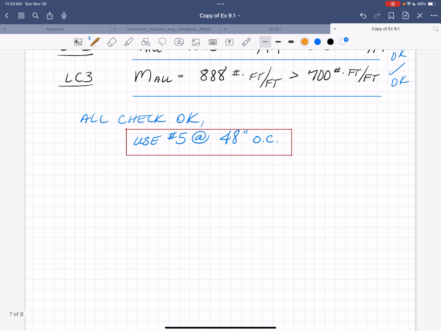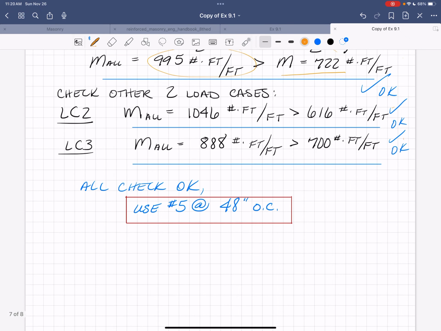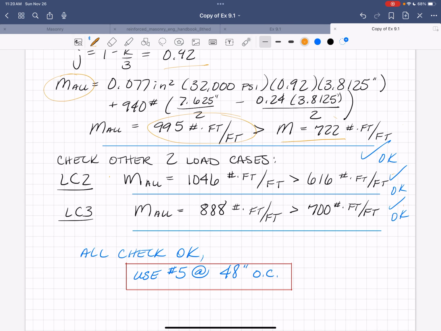And I can use my number 5s at 48 inches on center. So I've lined out, other than these last 2 where you just repeat those checks, each piece of this problem and tried to document it as I went along the way, to show you what steps we're on. So use this when you're doing your homework, and that'll be a good practice for the exam.